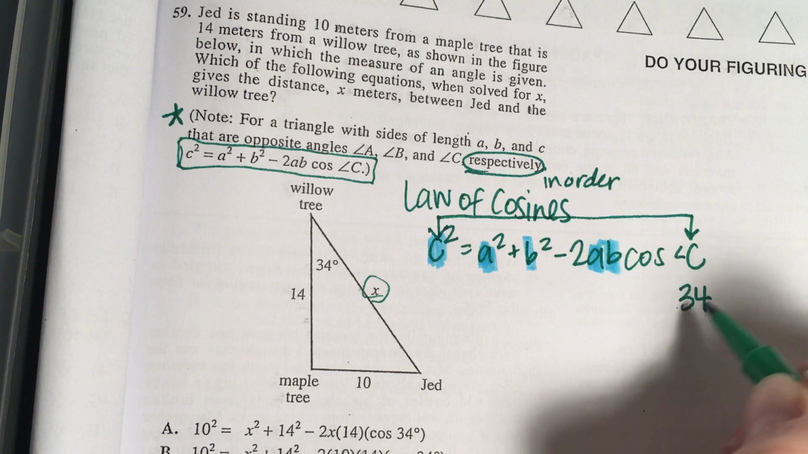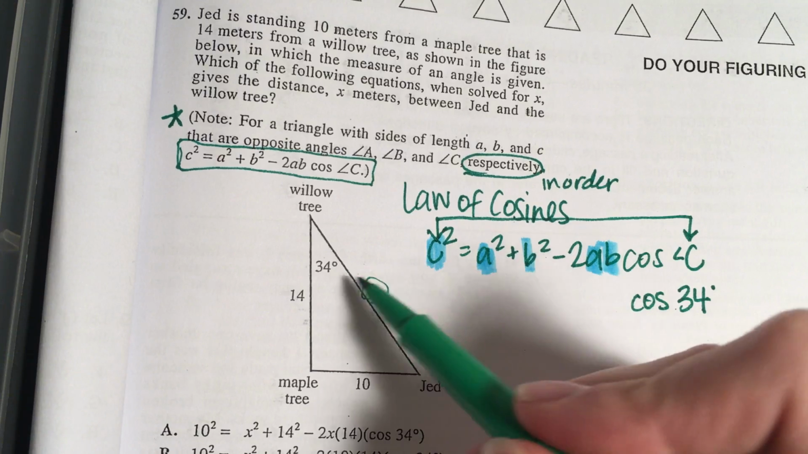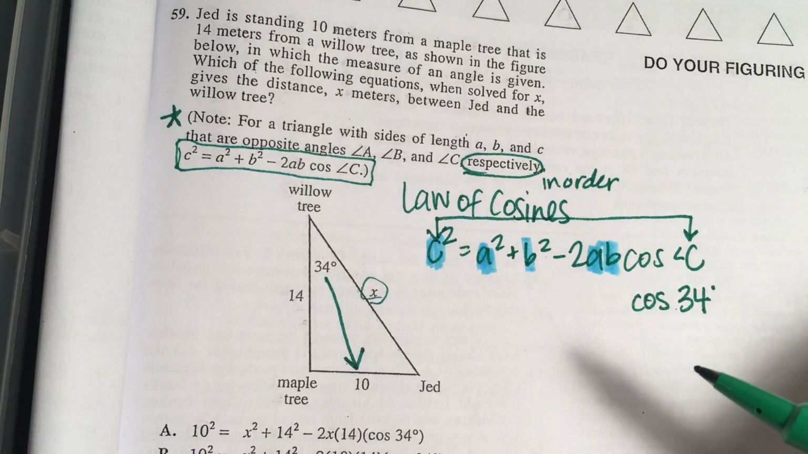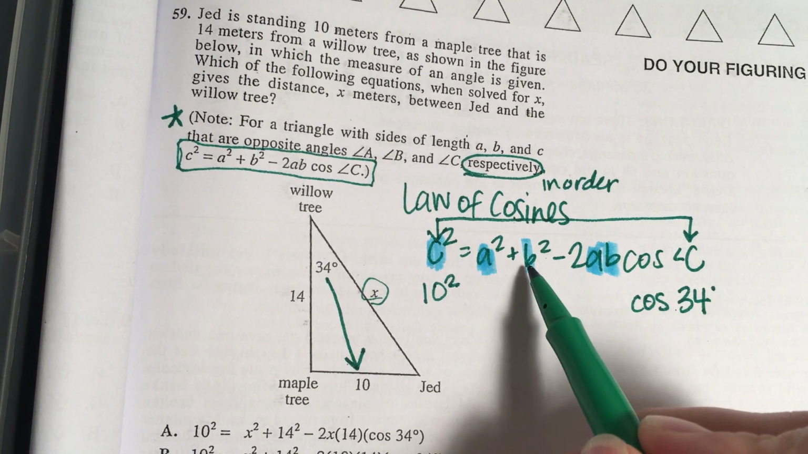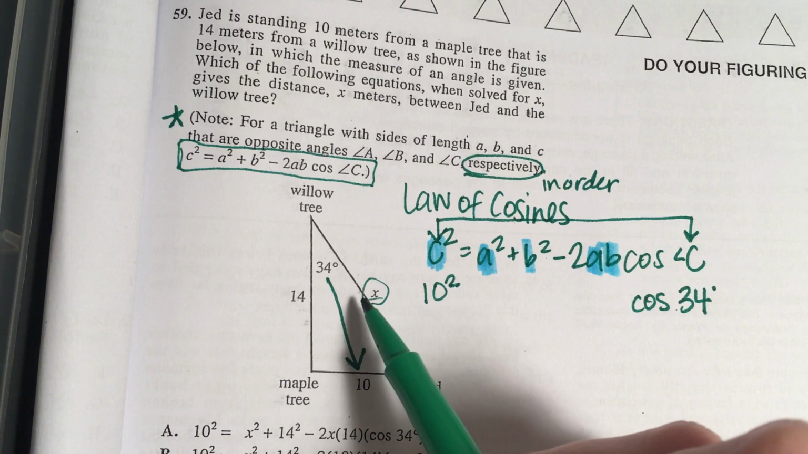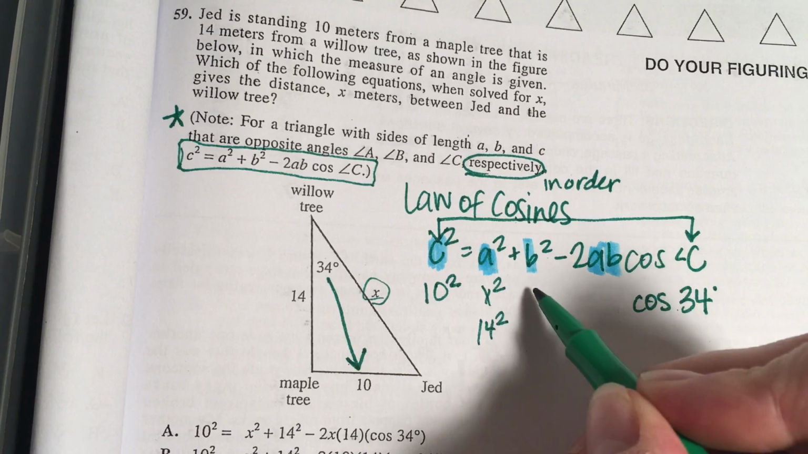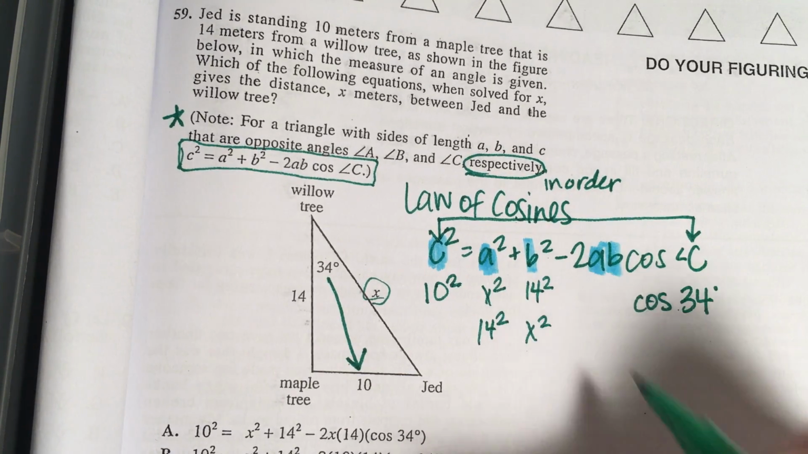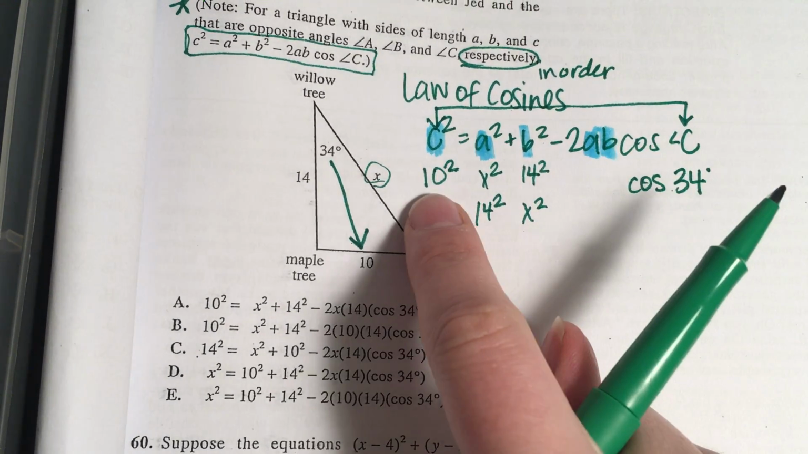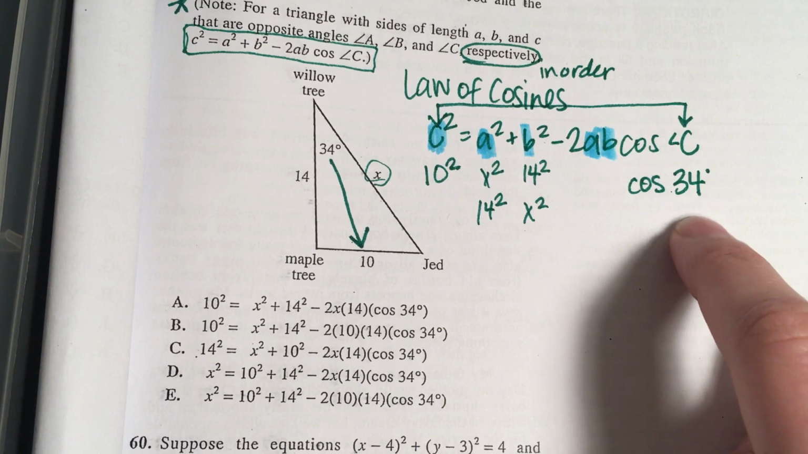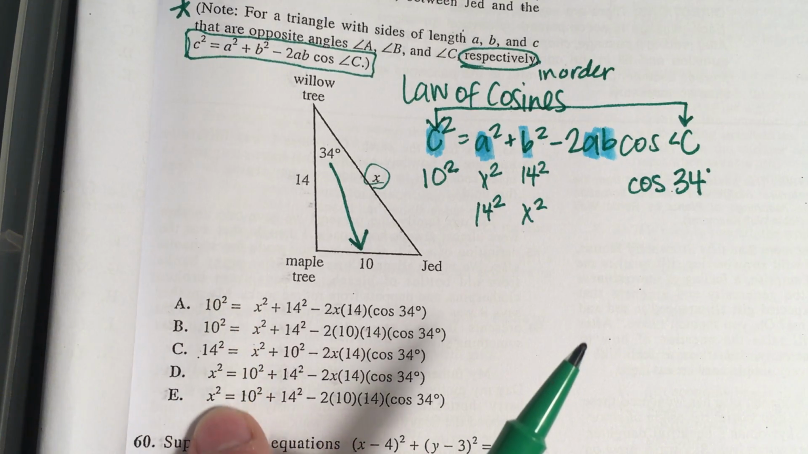So I know that 34 is going to go here, so it's going to be cosine 34 degrees, which means that C has to be the one that's right across from it. So C squared has to be 10 squared. The other ones, A and B, can be the other two sides. It doesn't matter what order they go in. So I could have x squared here or 14 squared here, or I could have 14 squared here or x squared here. It just means that I need to check to make sure that I have 10 out here and 34 here. So see, all of them have 34. And then I see that some of them have 10 over here.